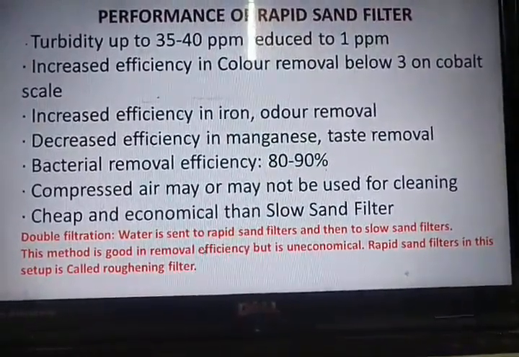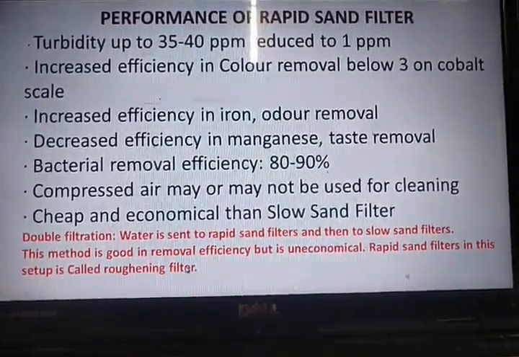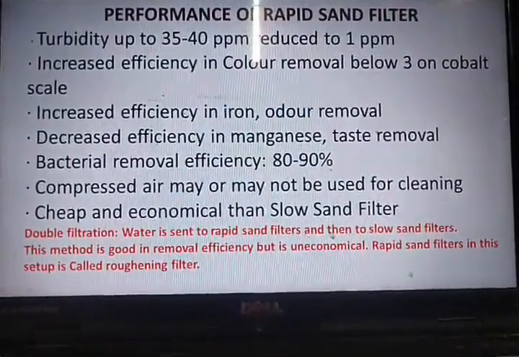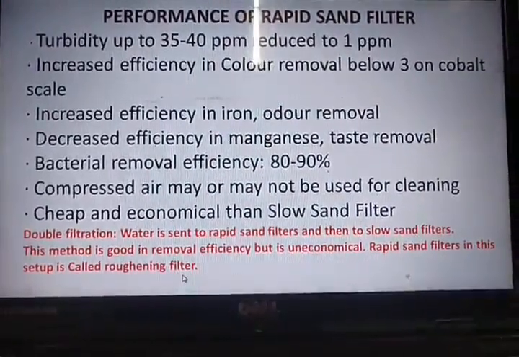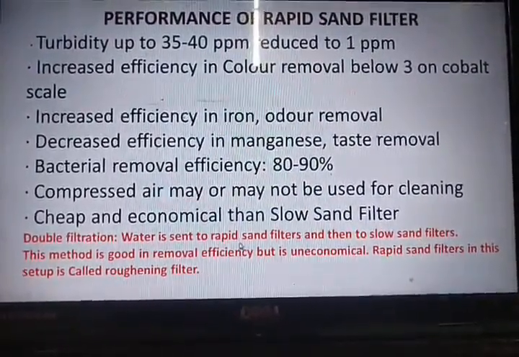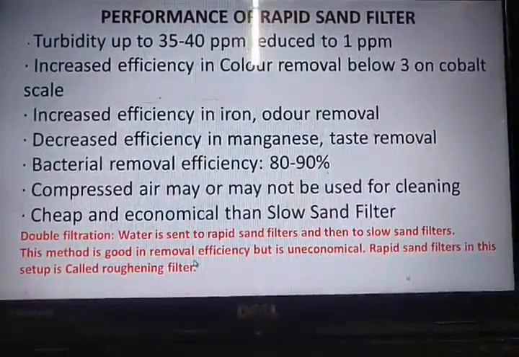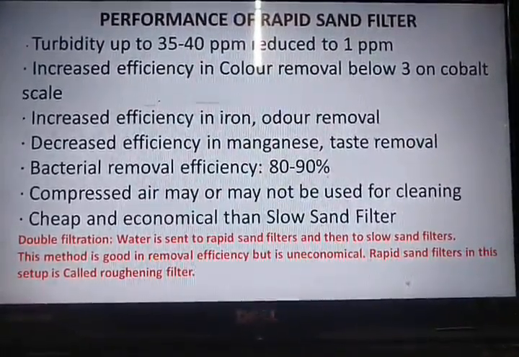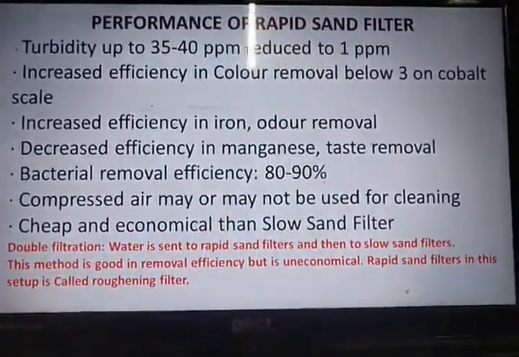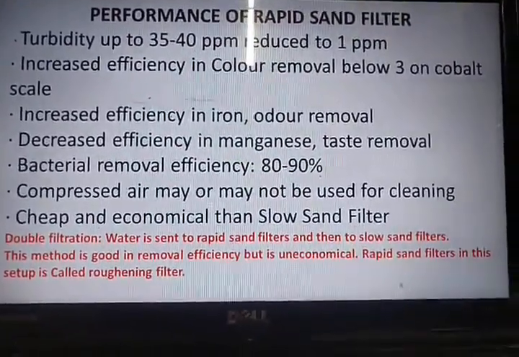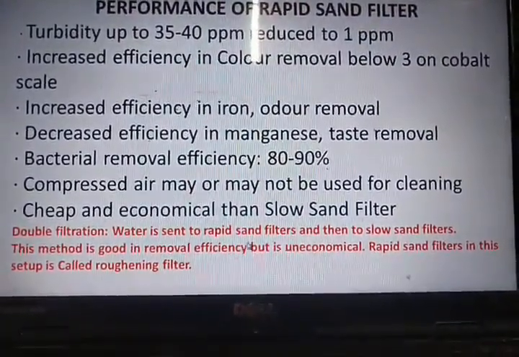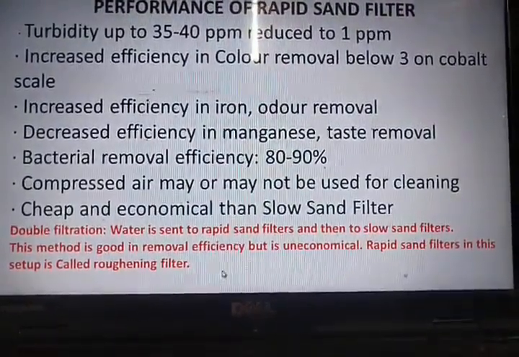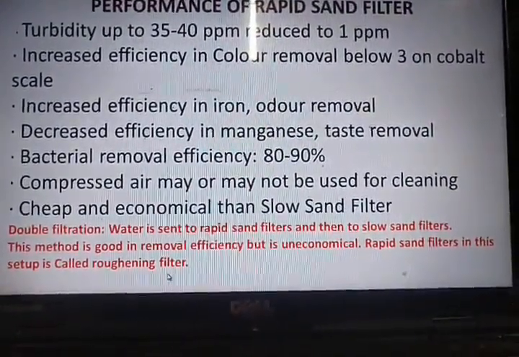So I was telling about this double filtration. That means in some cases the water is sent to rapid sand filters and then to slow sand filters. Okay, so this combination is called double filtration. That means to make it more efficient, this system can be proposed, but it becomes uneconomical as it involves both the systems. Okay, and when this combination is used, the rapid sand filter in this setup is called the roughening filter.